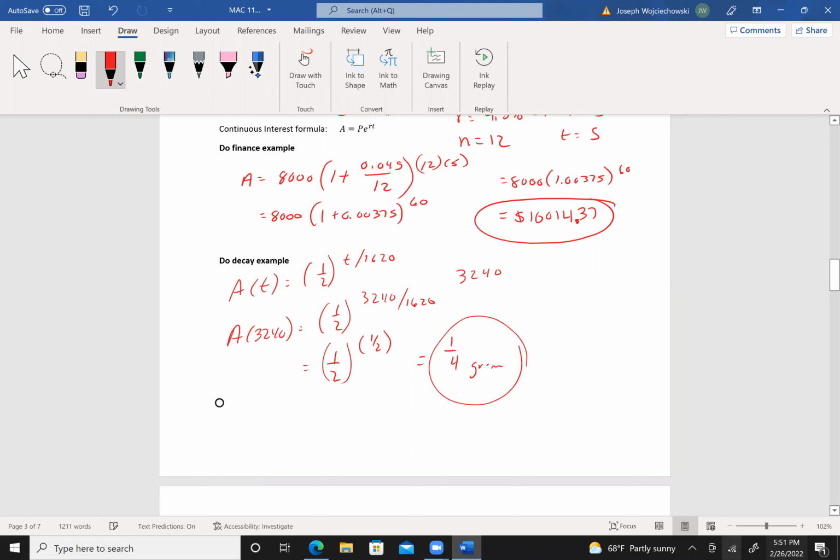That's how those questions work. When you hear them talk about the half-life of things, carbon-14 dating is done that way as well. And that finishes up section 4.2.